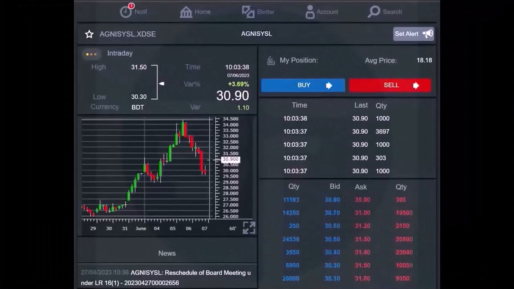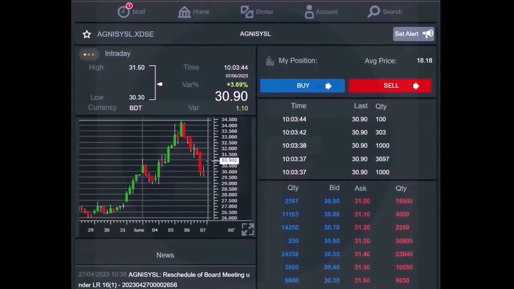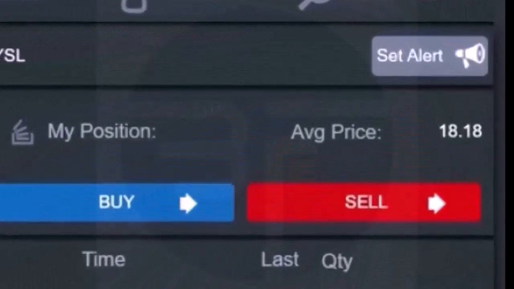Now, let's see some real-life wins using this technical analysis magic. Check out this screen. It's like a time capsule of a successful trade on the Dhaka Stock Exchange.